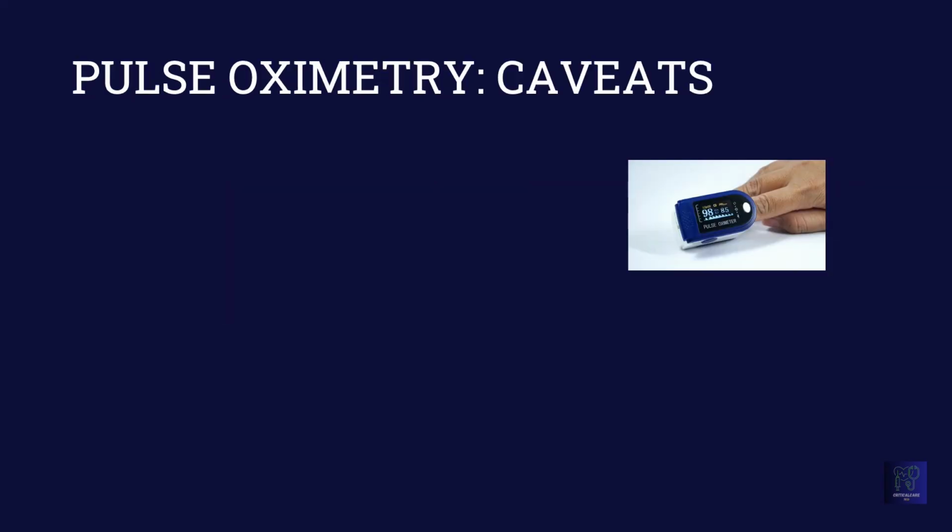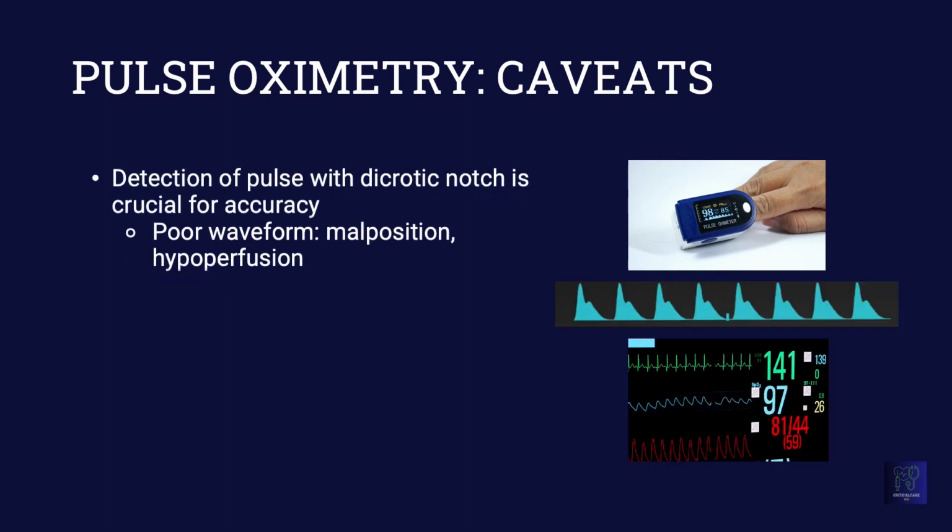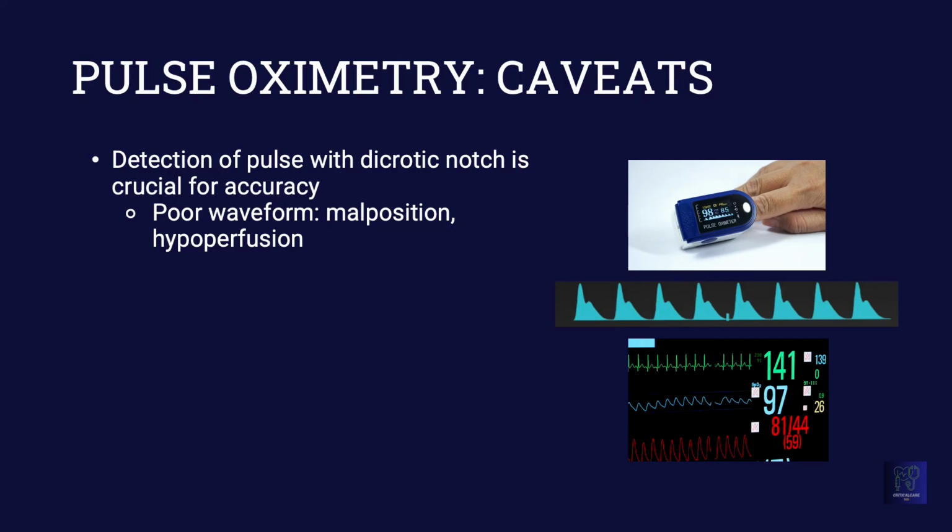Pulse oximeter is a very popular device, but there are some caveats to keep in mind. For pulse oximeter to work properly, it has to be able to detect the pulse contour or waveform with dicrotic notch. If it cannot detect the waveform, then the data is not going to be accurate. Think about conditions like malposition of the probe or severe hypoperfusion where pulse oximeter is not able to pick up the waveform. In these situations, the data is not going to be reliable.